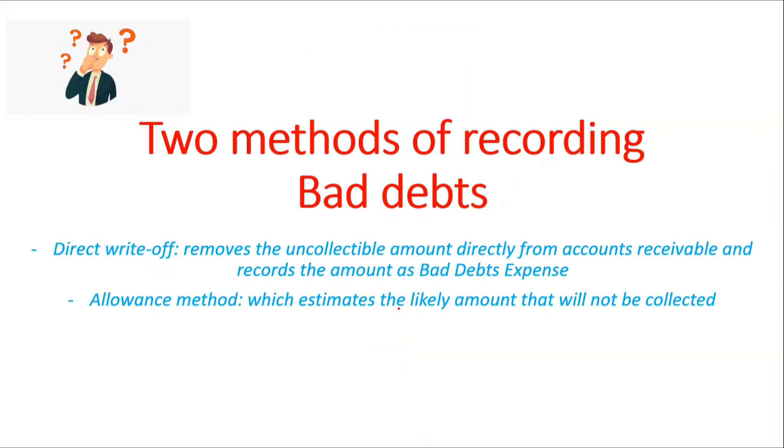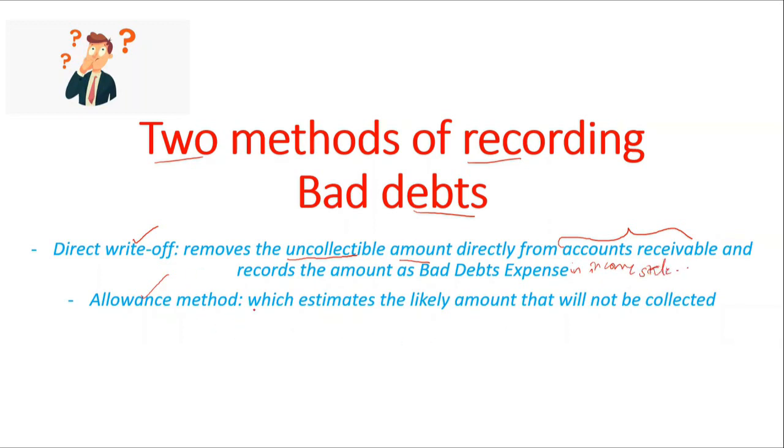There are two methods of recording bad debts. One is called direct write-off, and the other one is called the allowance method. In the direct write-off method, you remove the uncollectible amount directly from your accounts receivable and record that bad debt as an expense in the income statement. This goes in the income statement.